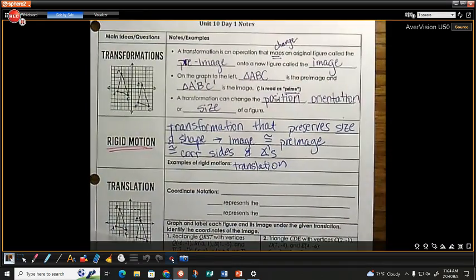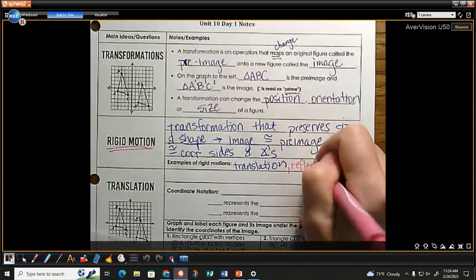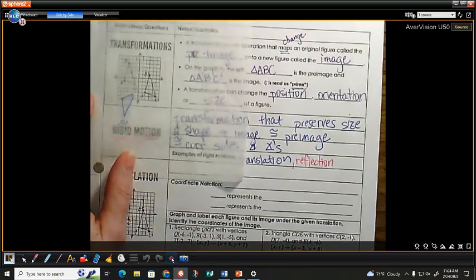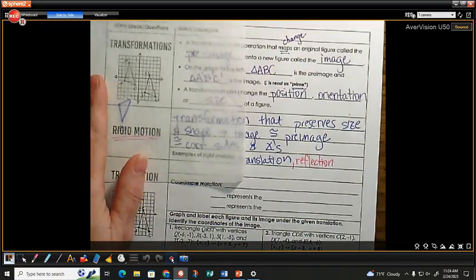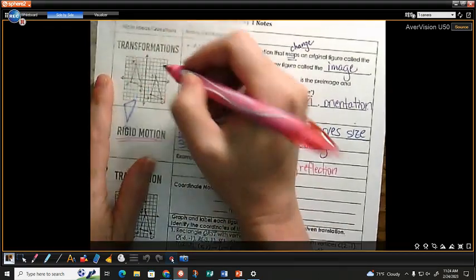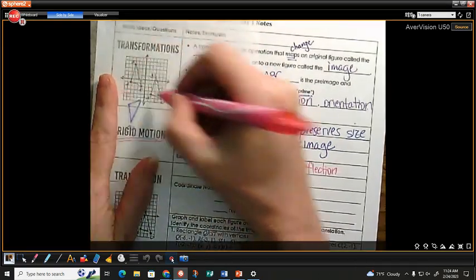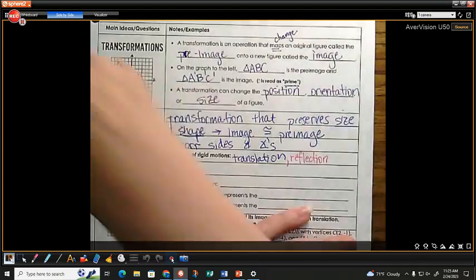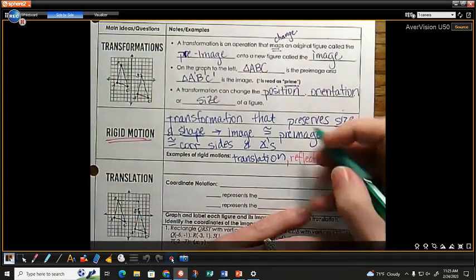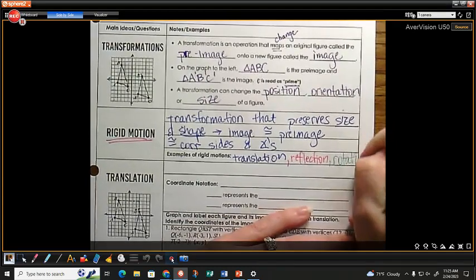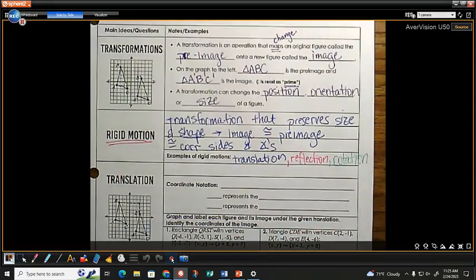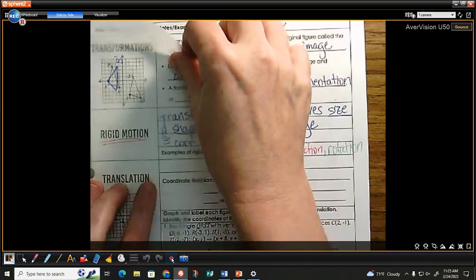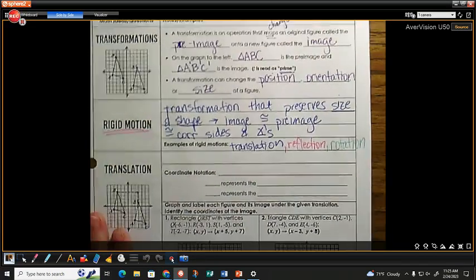What's another one that's a rigid motion? A reflection is a rigid motion. So if I have this guy and I flip him over, that's a rigid motion. Okay, now my mirror is somewhere in here. There's my mirror. But it's preserved size and shape. What's another one? A rotation preserves size and shape. It changes its orientation. Okay, so it's pointing a different direction now, but it's still the same size and shape as it was before. Okay, cool.